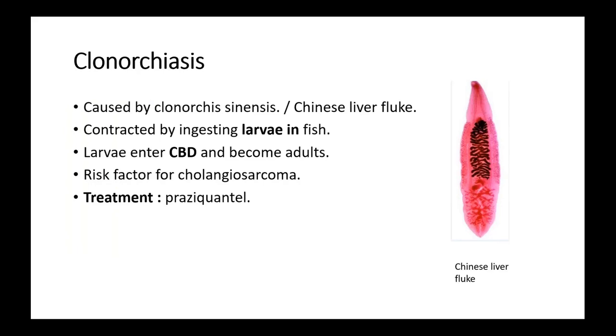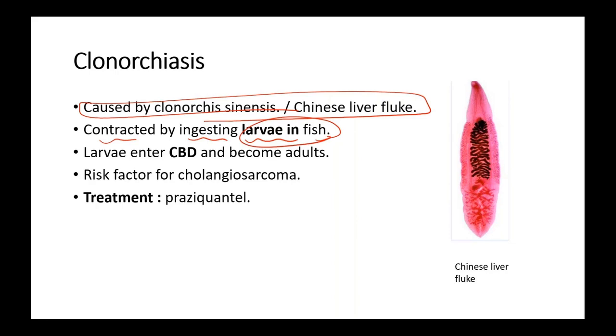Clonorchis. So it's caused by Clonorchis sinensis infection. It's a Chinese liver fluke infection. It's contracted by ingestion of larvae in the fish, especially uncooked fish. So the larva will enter the common bile duct and grow there, become an adult.